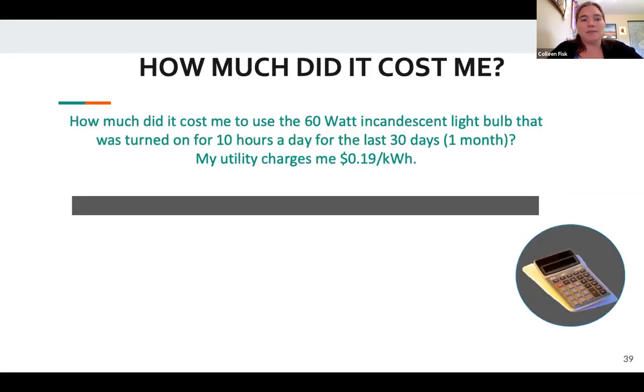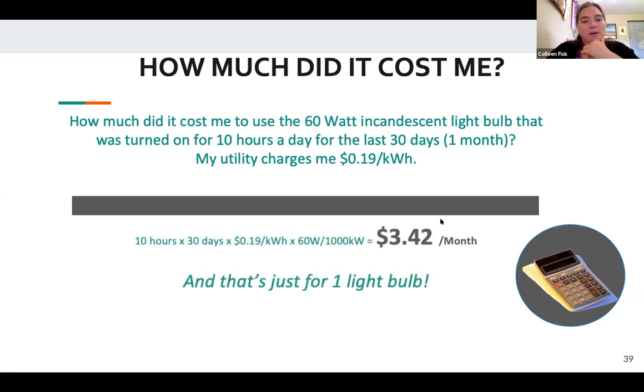Then we also go through how much do you think it would cost to use a 60-watt light bulb. Since I'm short on time, I'm not going to make you guys guess. If we're using it for 10 hours a day for 30 days, I'm in Matsu. My current rate is 19 cents per kilowatt hour. And so that would be $3.42 a month, which doesn't seem that bad, except it's only 1 light bulb.